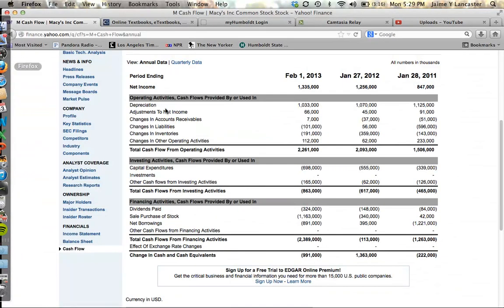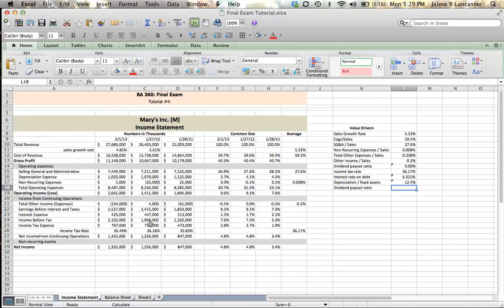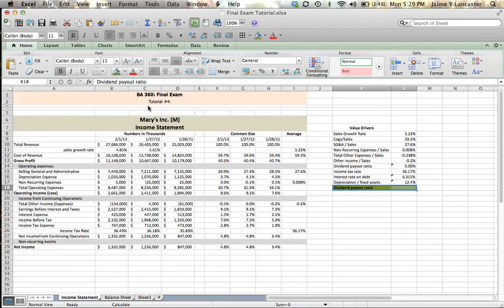Hi there, this is going to be our last tutorial that addresses finding value drivers based on information from the income statement. In this particular case, we're going to be looking to calculate or find the dividend payout ratio, which refers to the percentage of net income that this firm has used to pay out to shareholders in the form of dividends. So we're going to look and see what percentage of net income has gone to paying dividends for the last 3 years.